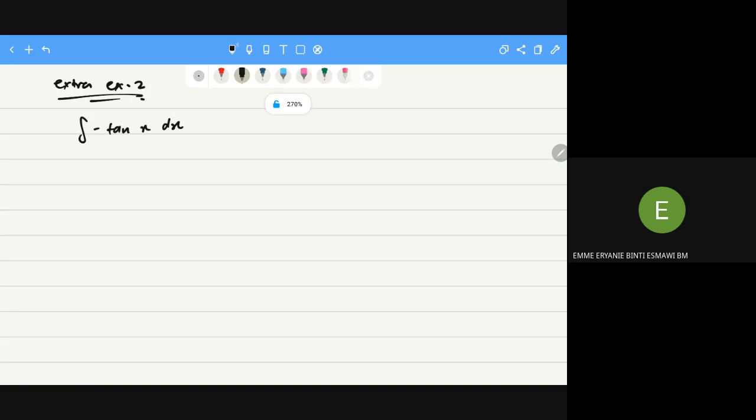If the question is negative tangent x. Kalau kita tengok angle di sini, this is linear, cantik pula tu, x saja. But the problem comes in when we try to integrate this because there is no formula to integrate tangent.